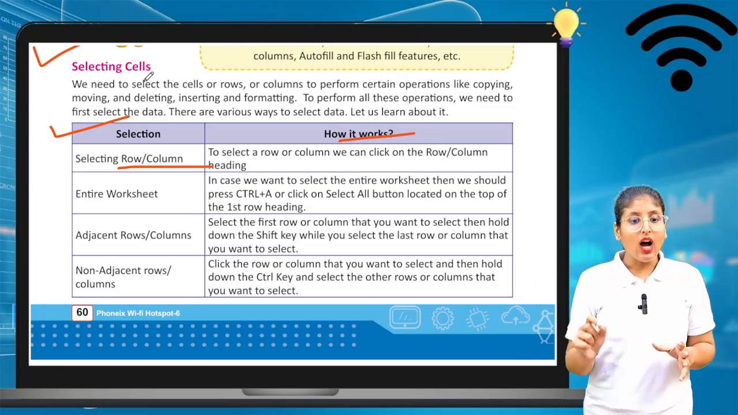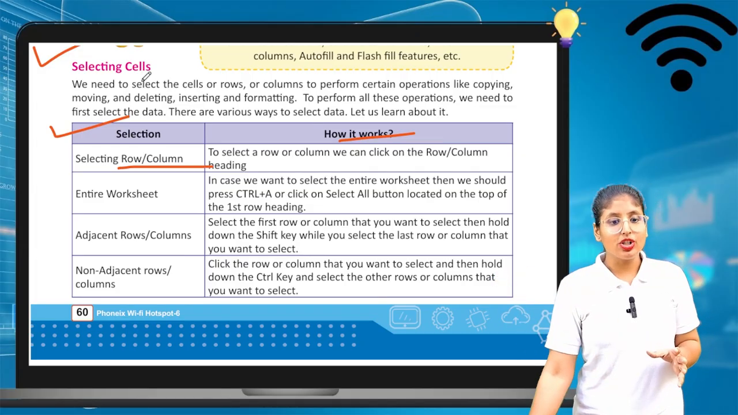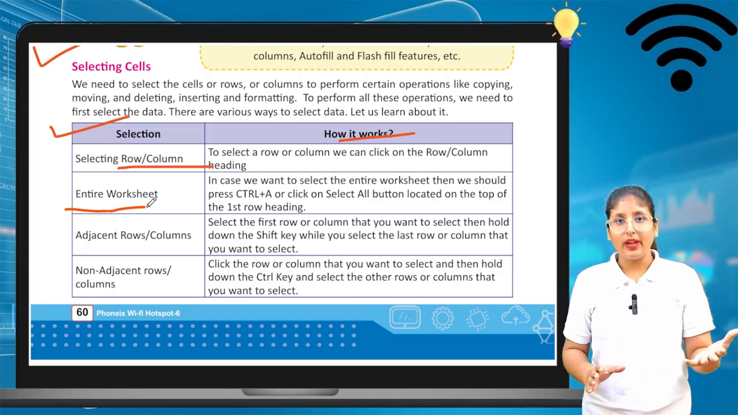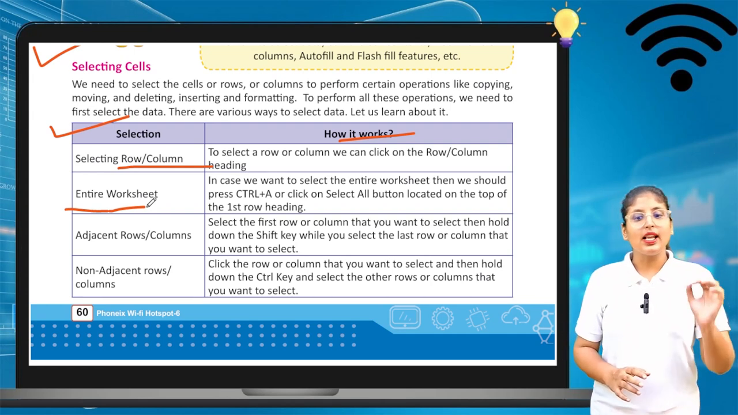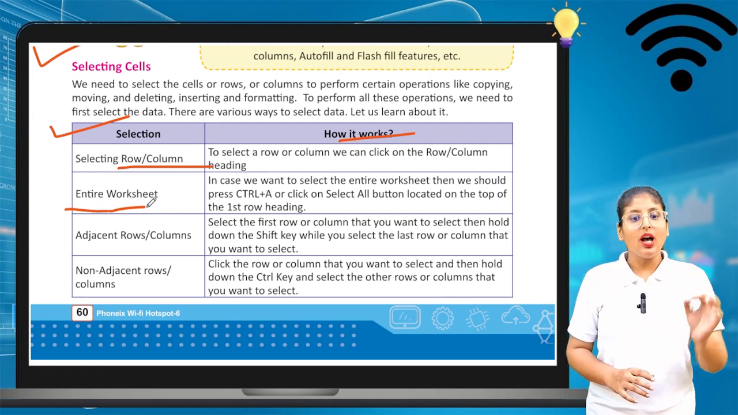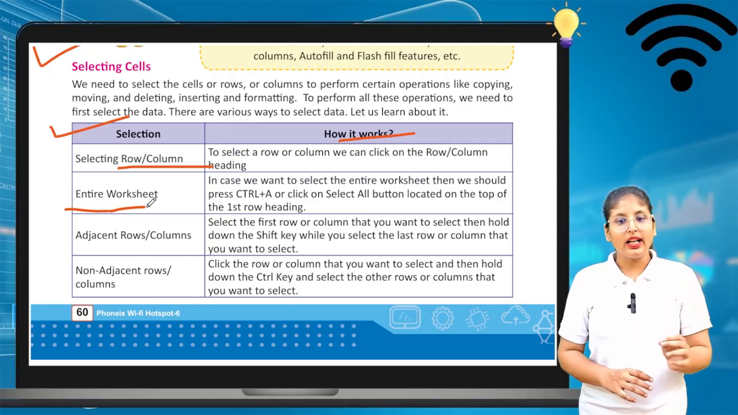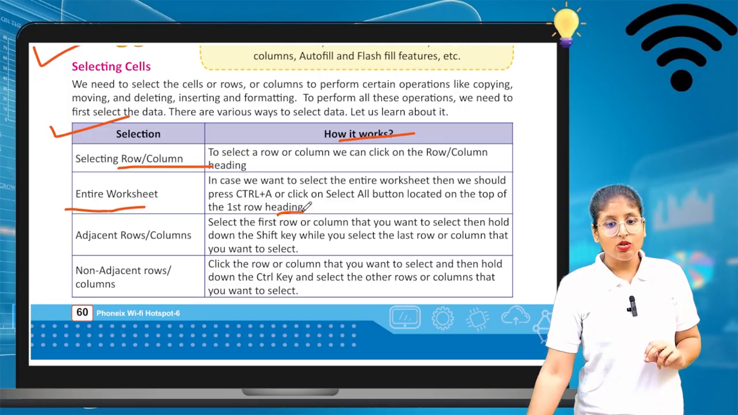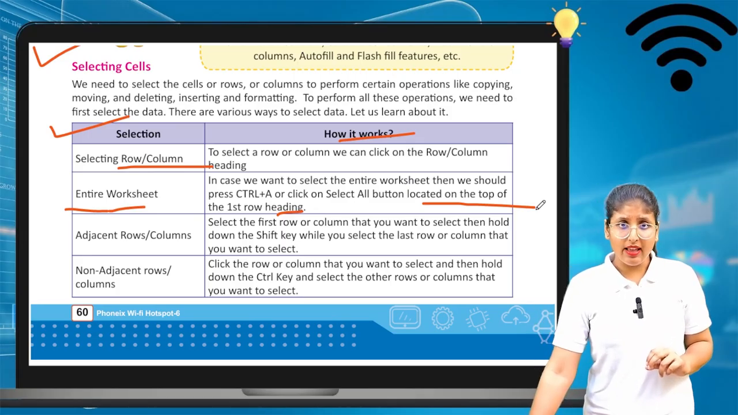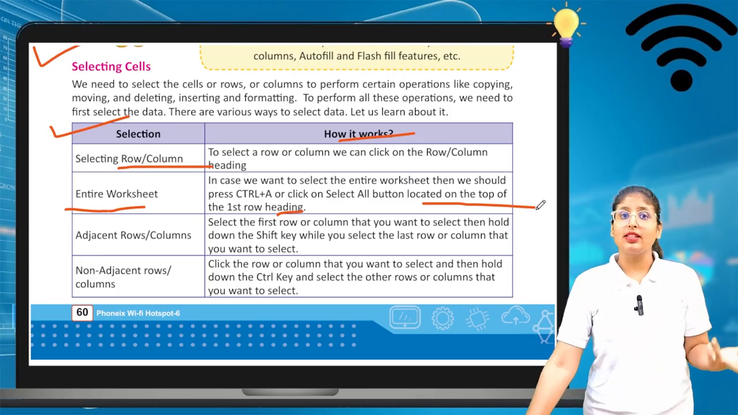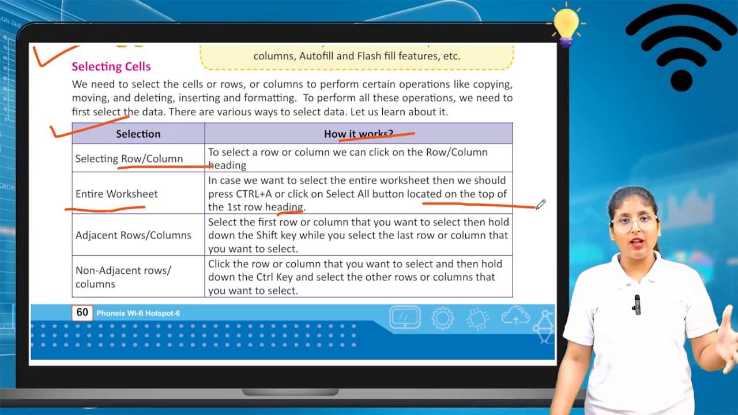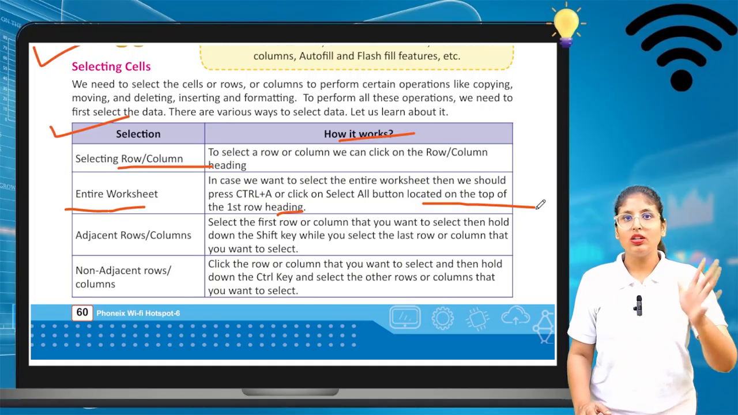Now we will see the entire worksheet. If you want to select the whole worksheet, how can we do it? In case we want to select the entire worksheet, then we should press Ctrl+A or click on the select all button located at the top of the first row heading. Control plus A, or with the help of this button, we can select the whole worksheet.